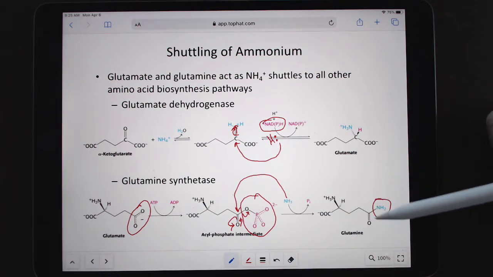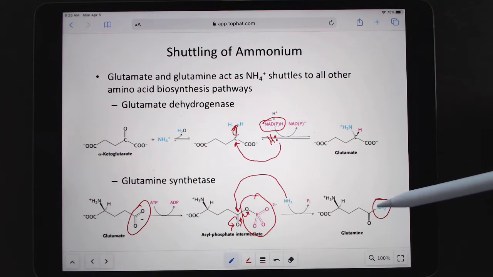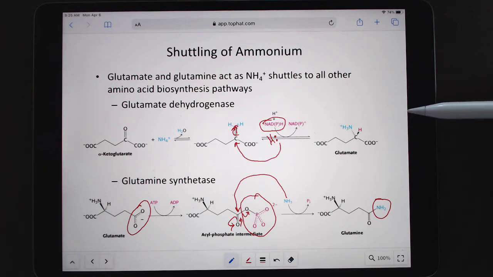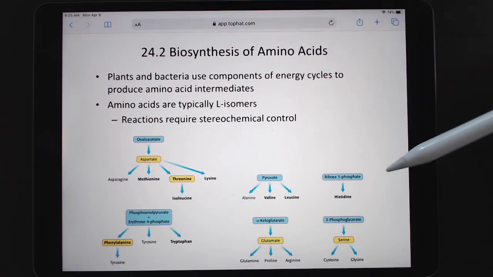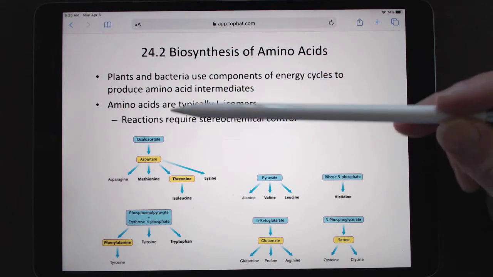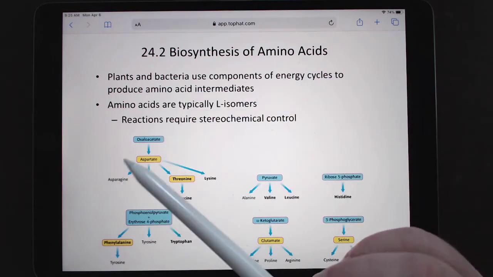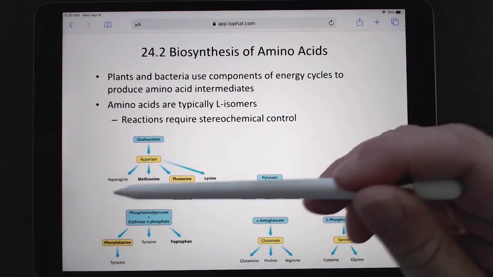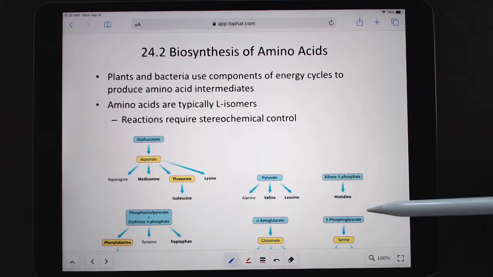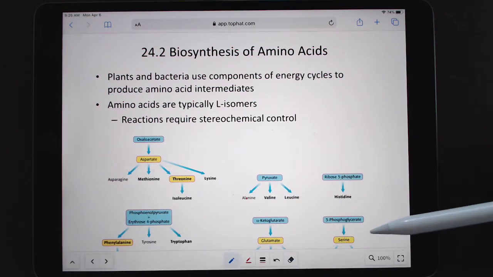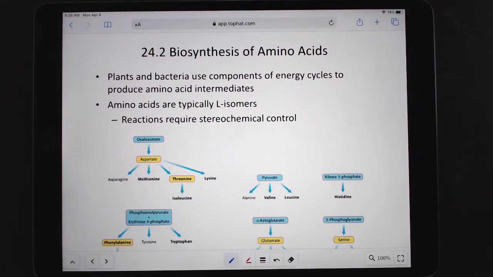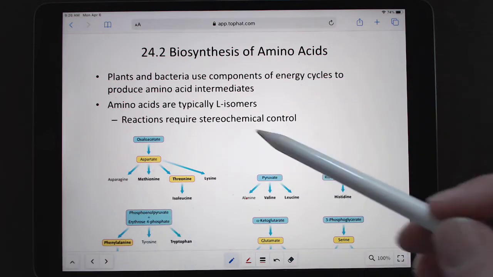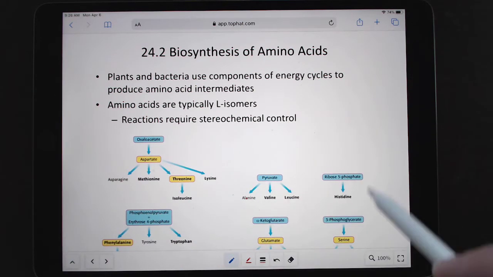So with glutamine, we can use this amine. We can also use that amine here on glutamate. Okay, so what we're going to be doing is building these amino acids from the various components. Oxaloacetate can come down here to make aspartate. That can then be used for each one of these components. Pyruvate can be used to make these guys, and so on and so forth. Plants and bacteria can make all of these, but animals not necessarily all of them. You actually need to know this chart.